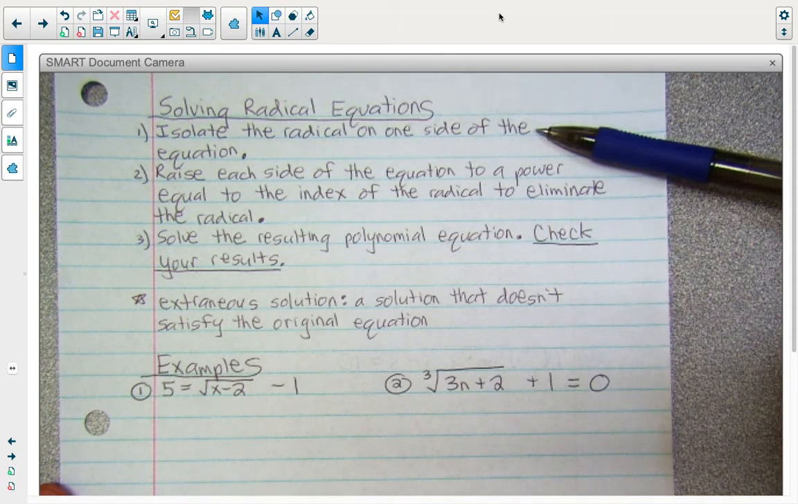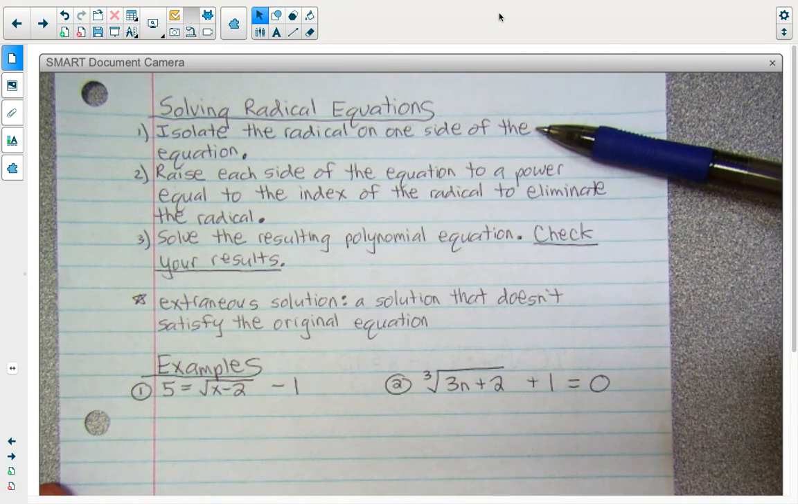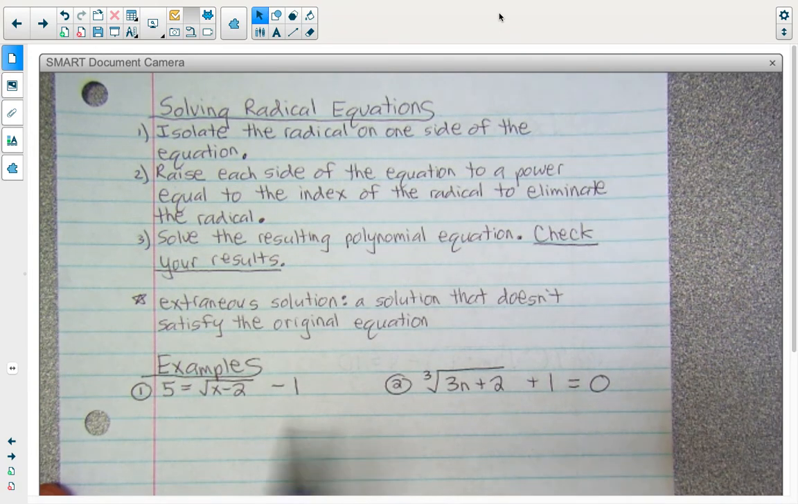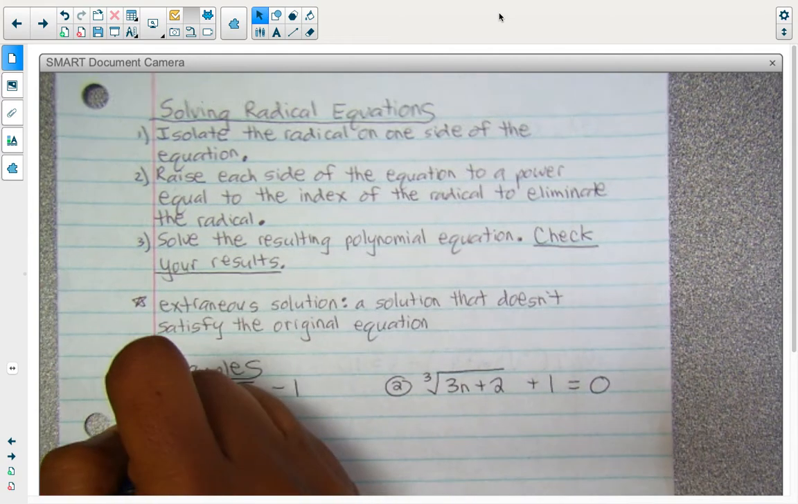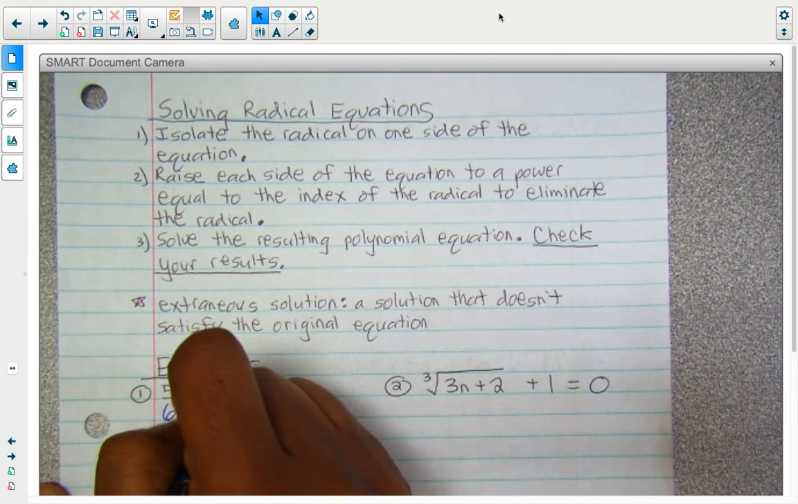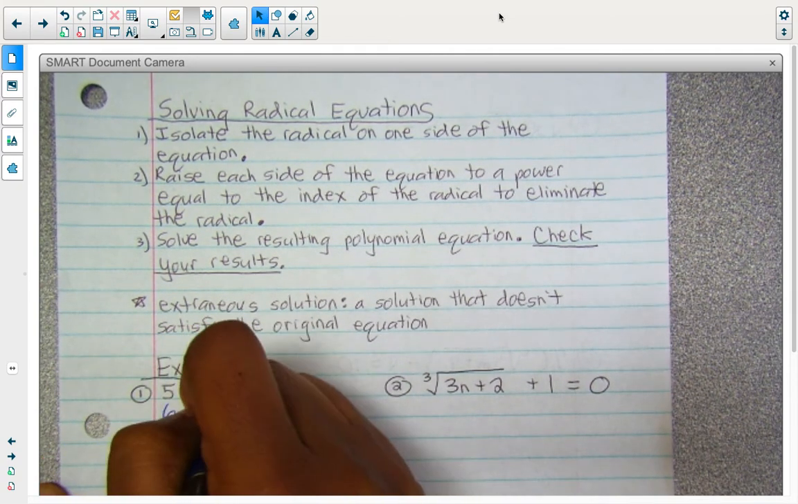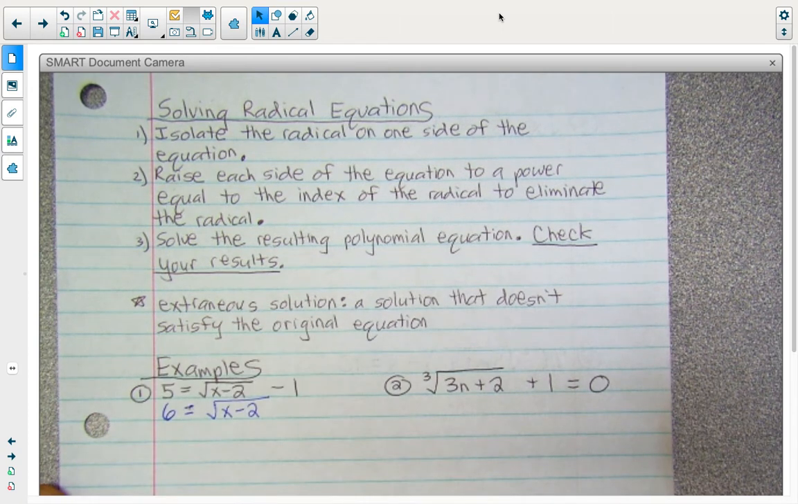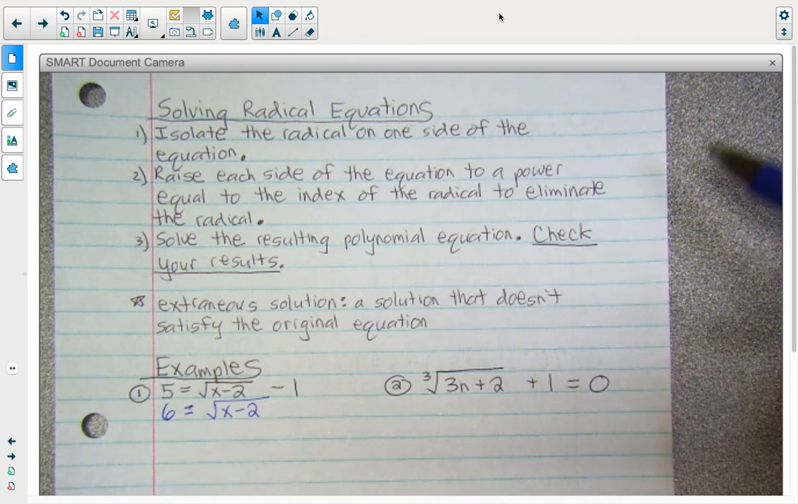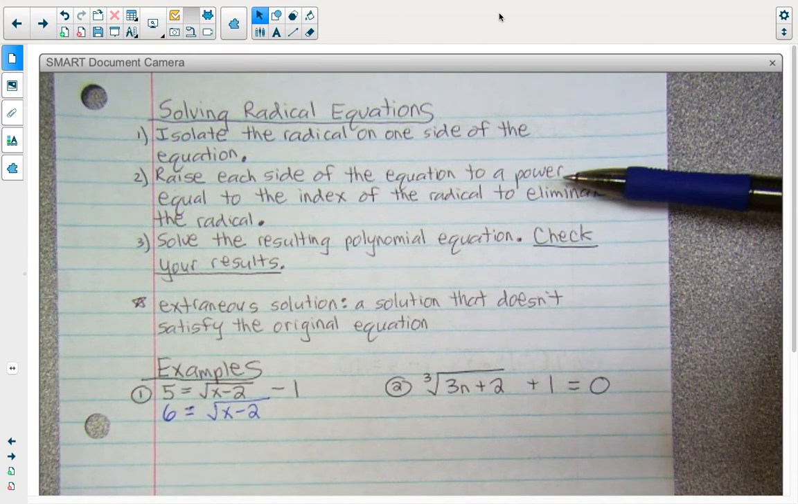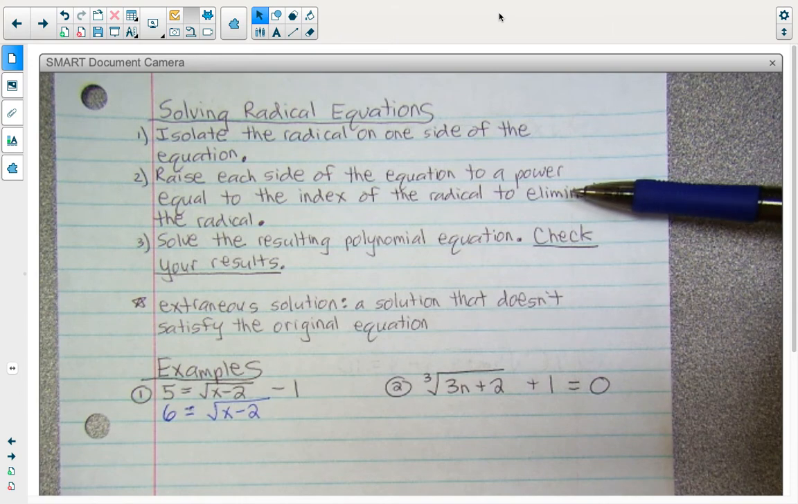So step 1 says isolate the radical on one side of the equal sign by itself. So the radical has something else over here first. So we need to add 1 to both sides first. So we're going to add 1, add 1. So that gives me 6 equals the square root of x minus 2. So the first thing we did was we added 1 to both sides. Now, step 2 says raise each side of the equation to a power equal to the index of the radical.